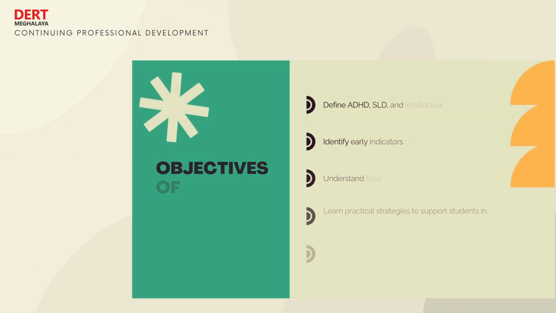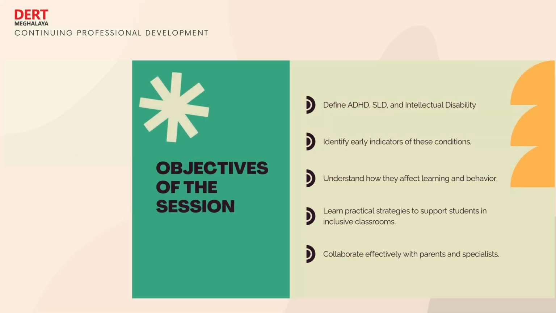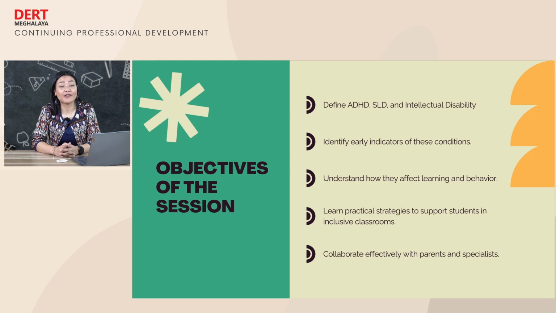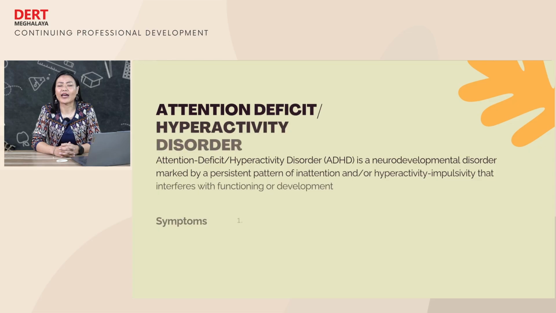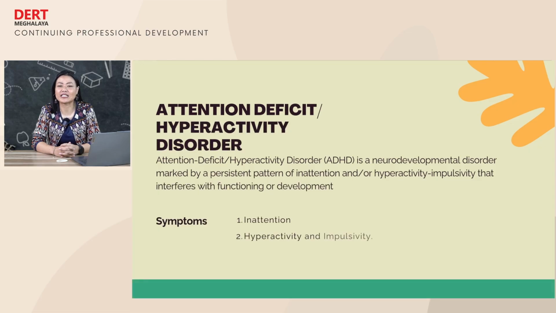They just learn differently. By the end of this session, you will be able to define ADHD, SLD, and intellectual disability in simple, teacher-friendly terms. Identify early indicators of these conditions. You'll understand how they affect learning and behaviors. Learn practical strategies to support students in an inclusive classroom. Collaborate effectively with parents and specialists. Let us start right away with the first disorder, that is attention deficit hyperactivity disorder, commonly known as ADHD.